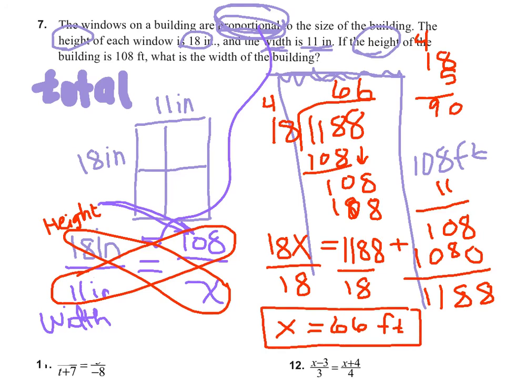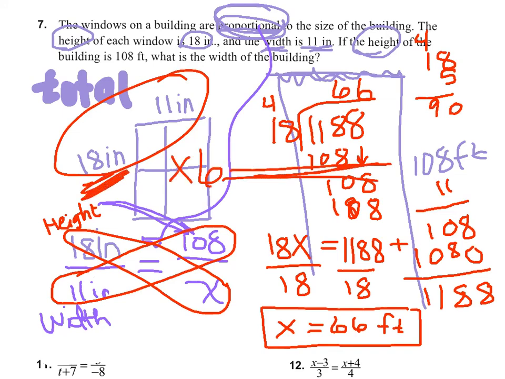And I kind of like to look back at my original and see if that makes sense. Well, let's see. 18 right here times 6 gives me this 108, right? What's 11 times 6? Ah, it's that 66 that we just got. So actually, I can kind of prove it very simply.